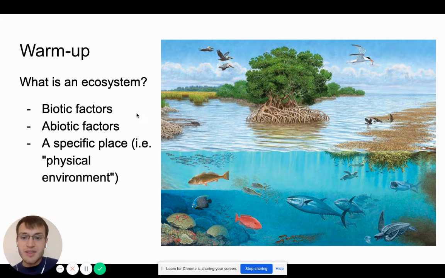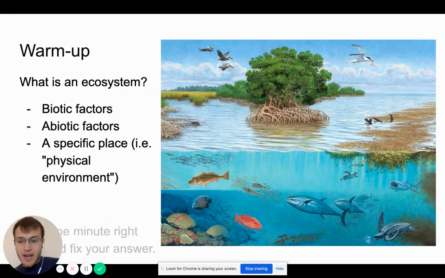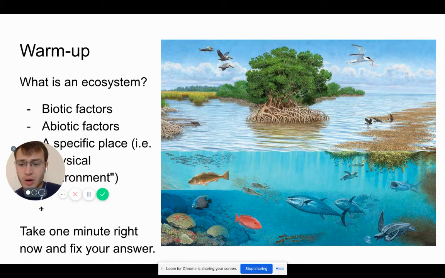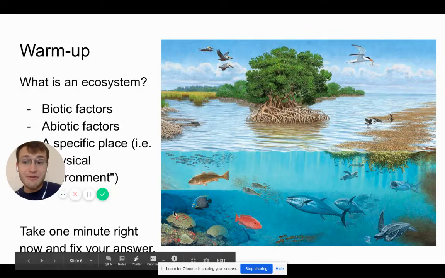So an ecosystem is a place, or a physical environment, where living organisms interact with the non-living aspects, the non-living factors of that ecosystem. Right? Your definition needs to sound something like that. Living, non-living, and a specific place. So right now, I want you to go back to your warm-up, and I want you to take 1 minute to fix your answer.